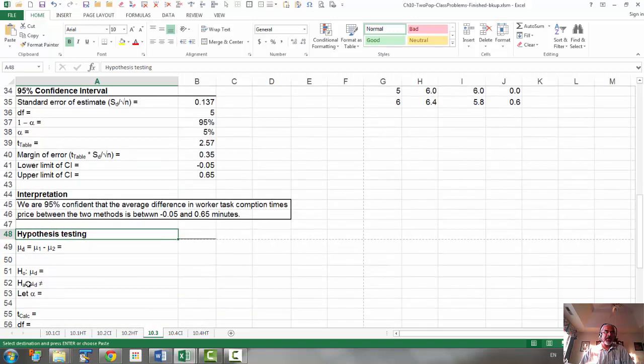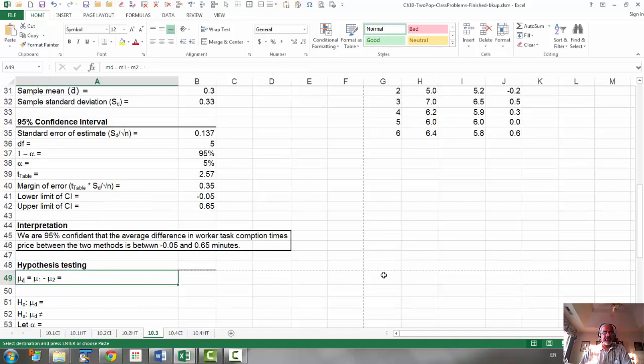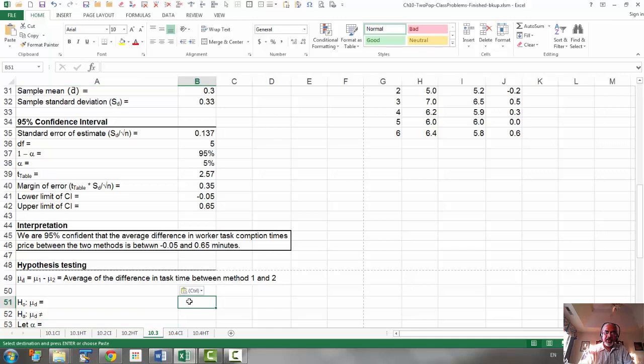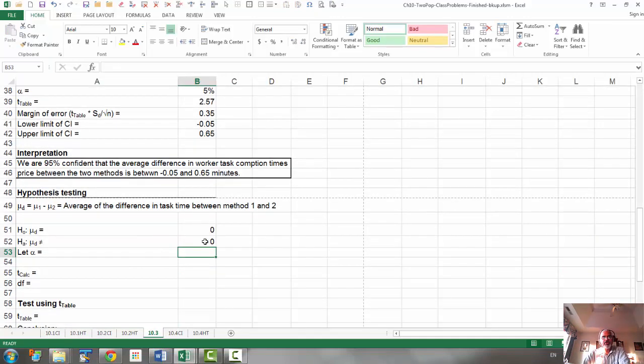So we can do a hypothesis test for that. So here we're going to define mu sub d like here. Okay, so we can just simply copy that down here. Mu sub d is defined in that fashion. Now we want to test whether there is a difference. So the hypothesis is mu sub d is equal to 0 against mu sub d not equal to 0.